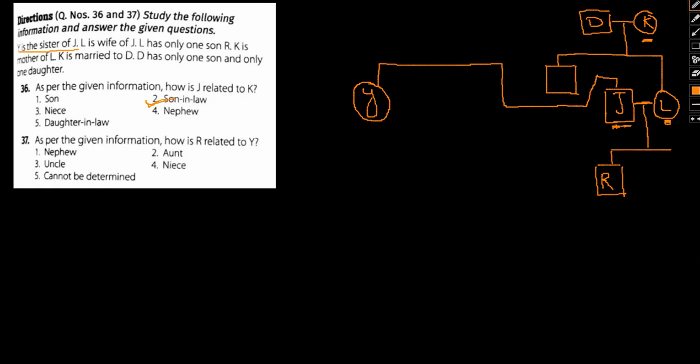Now, as for the given information, how is R related to Y? R is the son of Y's brother. That is, Y is R's aunt, and R is Y's nephew. So how is R related to Y? R is Y's nephew, so the answer will be option 1.